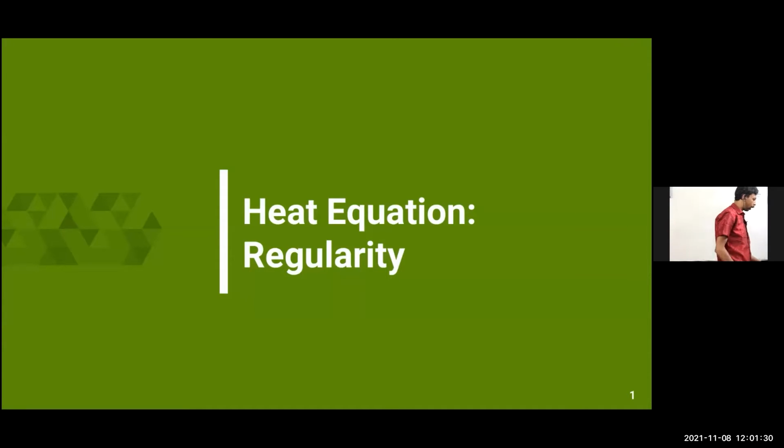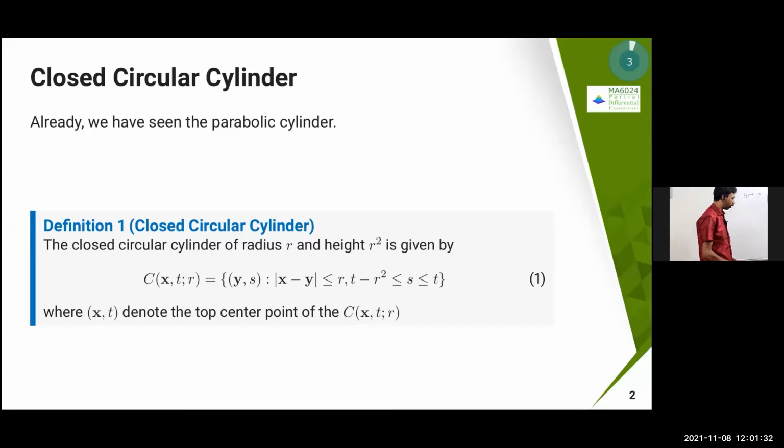So we'll discuss the regularity. We have seen the parabolic cylinder already. Now we are going to discuss something called a closed cylinder. A closed cylinder of radius r and height r square is given as follows: C(x, t, r) equals the set of all (y, s) such that |x minus y| is less than or equal to r, and t minus r square is less than or equal to s less than or equal to t.